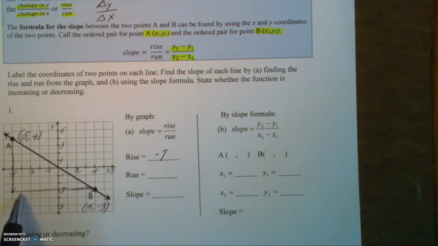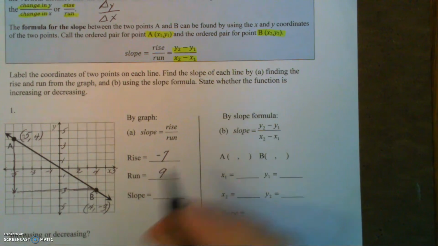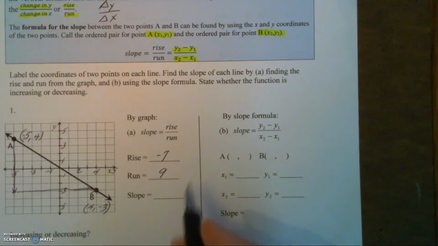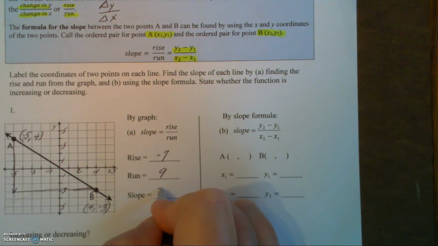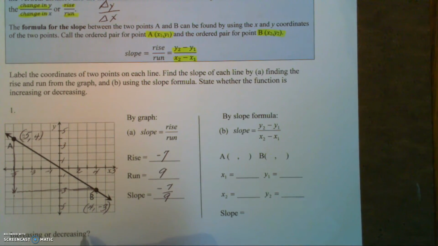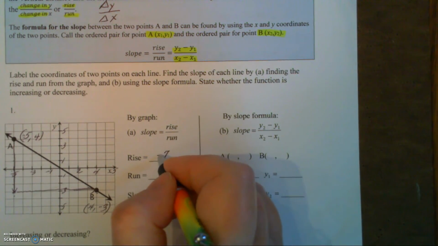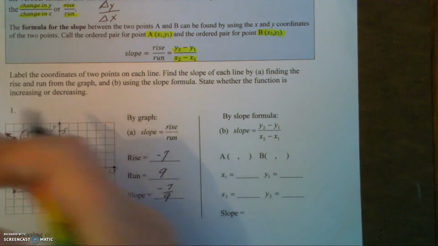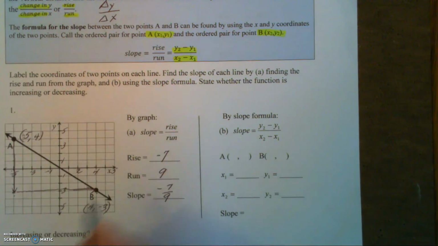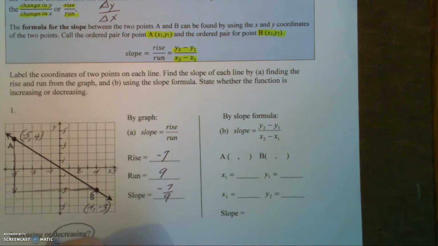And then we're going to go over to the right. 1, 2, 3, 4, 5, 6, 7, 8, 9. And that's positive. It's going to the right. So our slope is -7 over 9. Is it increasing or decreasing? Since it's a negative number and the slant is to the left, we know that it's decreasing.